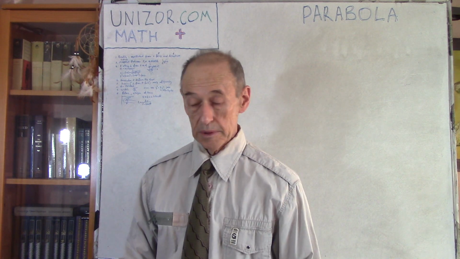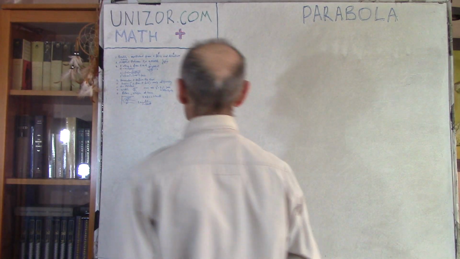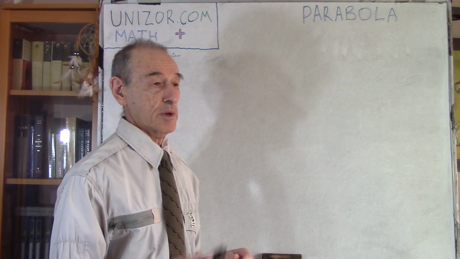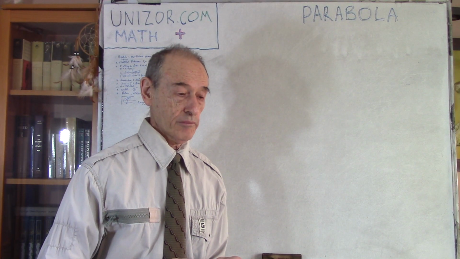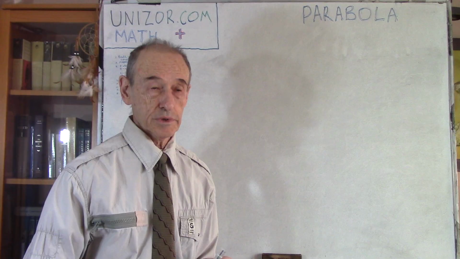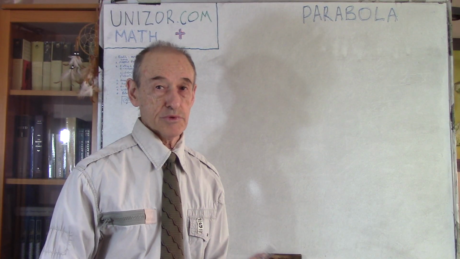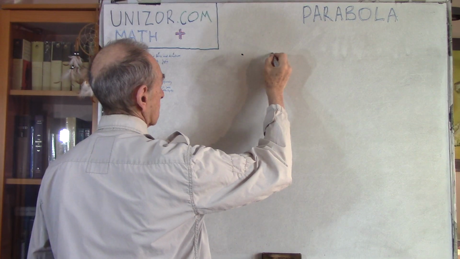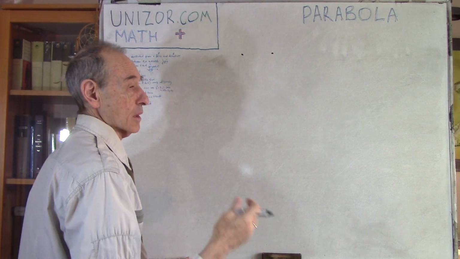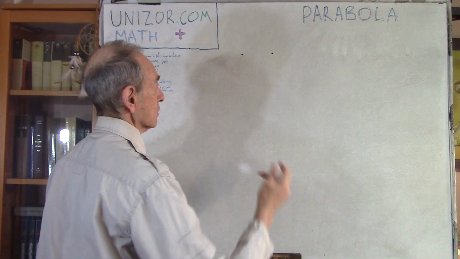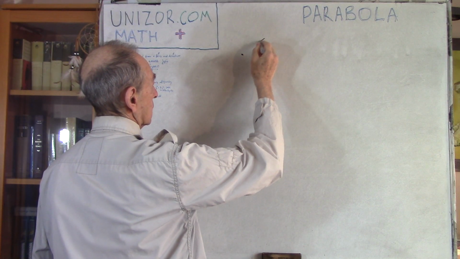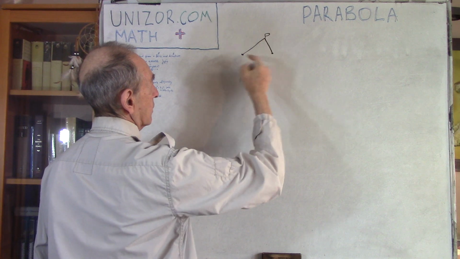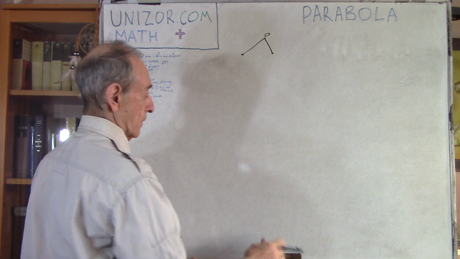Okay, back to parabola. So we have to start with the definition of the parabola. Now, if you remember, other curves of the second order were defined by their properties. For example, ellipse was defined as the locus of points, all the points on the plane, which have the sum of these two distances equal to some constant.